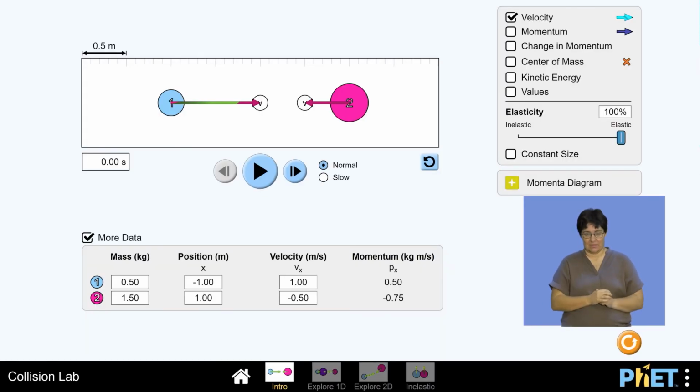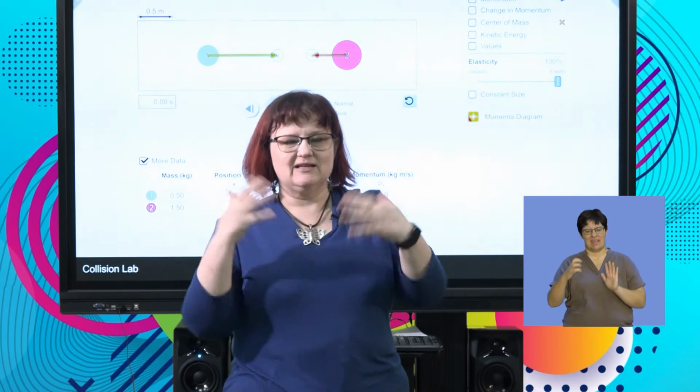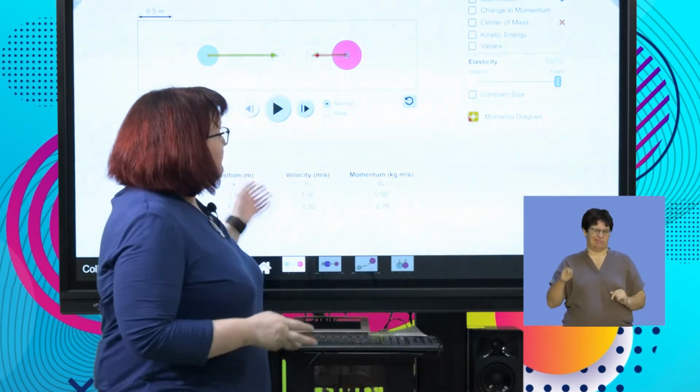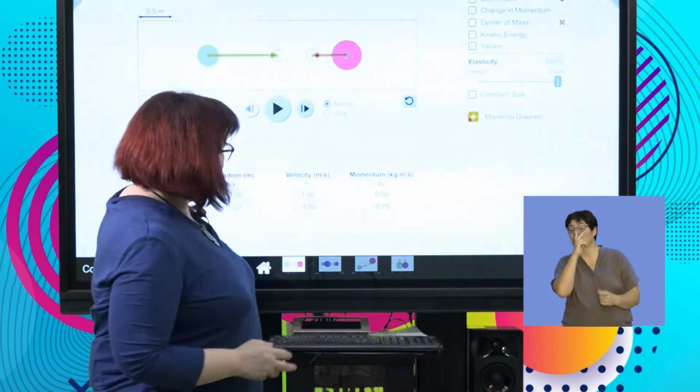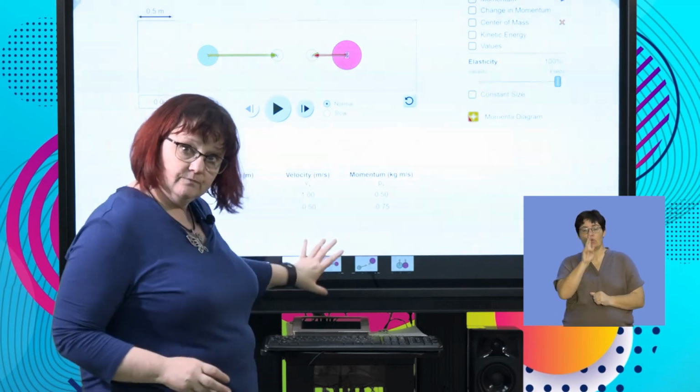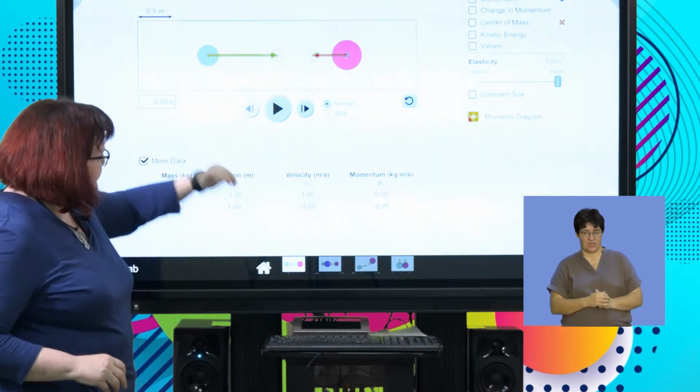So here's our simulation, and I'm not worrying about the momentum vector diagrams while we do this because I'm not really concerned about that. But what we're going to do is we're going to look at the values, okay? Now, I've got velocity here.